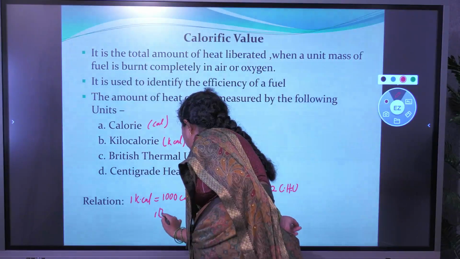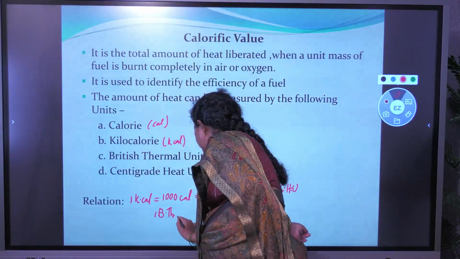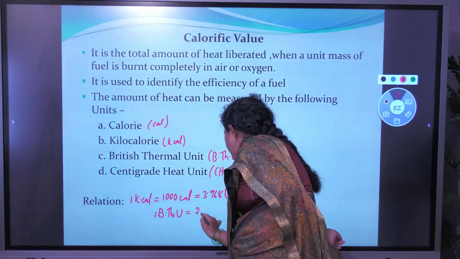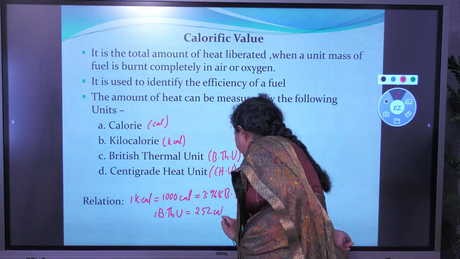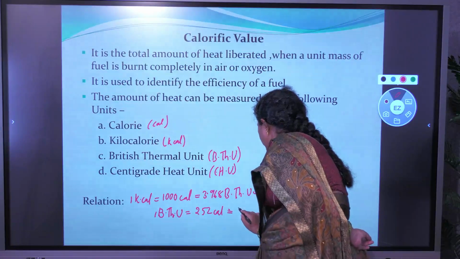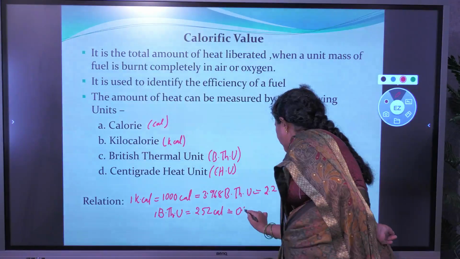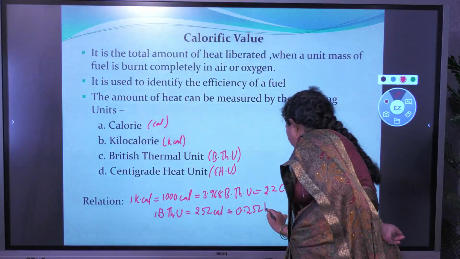One British thermal unit is equal to 252 calories is equal to 0.252 kilocalories.